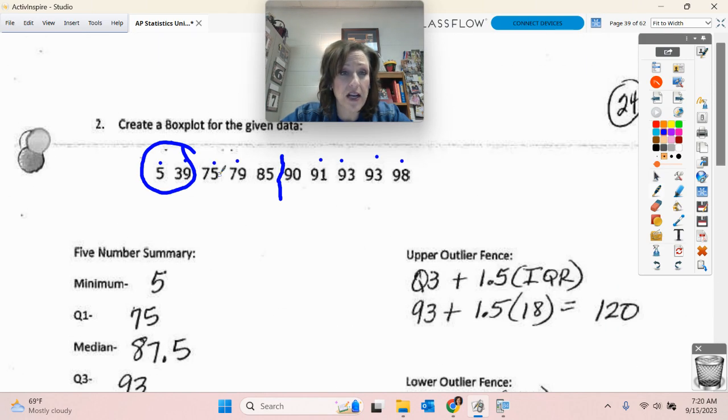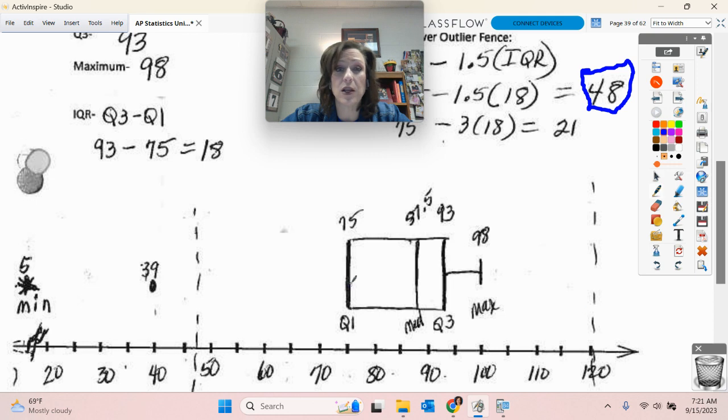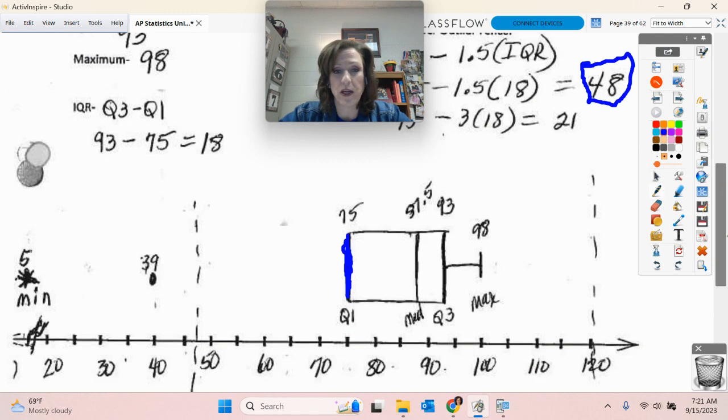So when I come up here, interestingly enough, the next piece of data inside the fence is 75, which is my Q1. So therefore, I have no lower whisker, because this is the next piece of data inside the fence, and that also is my Q1. All right, so there you go. That's what happened on that to make it kind of weird, not having a whisker. That's how you might not have a whisker.